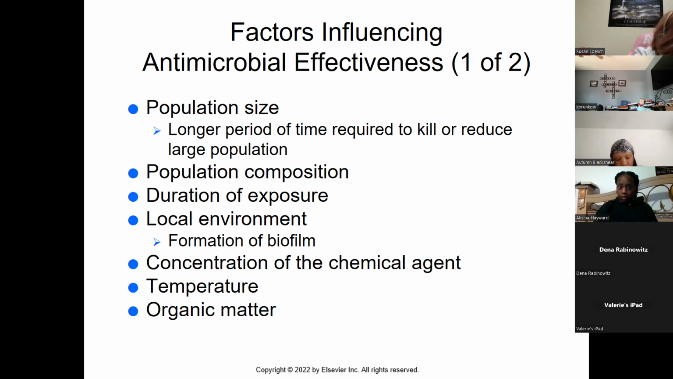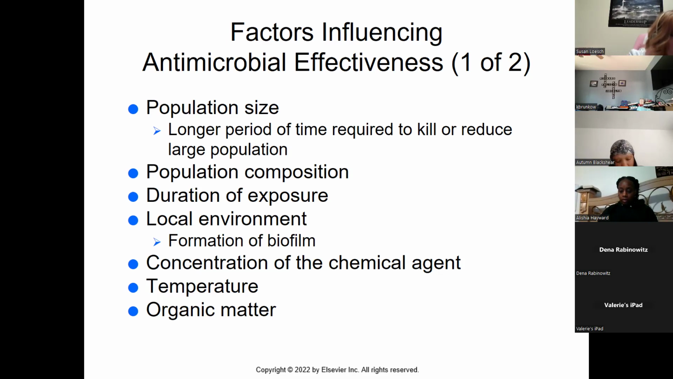How long are we going to expose the microbe to the agent? A lot of times when you're looking on the side of the bottle, it'll tell you, if you're trying to kill H1N1 flu, it's on for 5 minutes. If you're trying to kill something simpler, it might say leave it on for 30 seconds or leave it on for a minute.